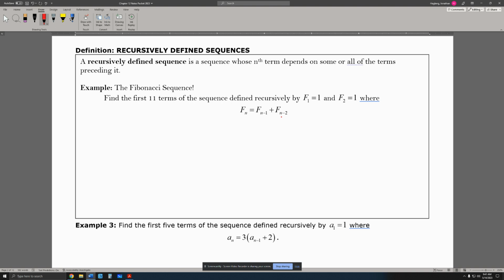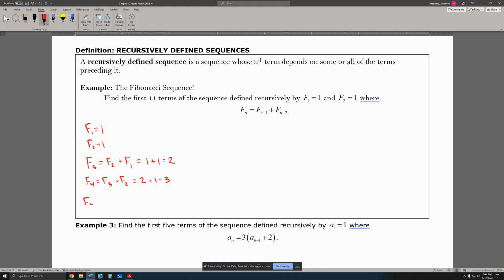Okay, so we know that f1 is equal to 1, and we know that f2 is also equal to 1. This has been defined for us. So then f3 is equal to f2 plus f1, right? If we were to plug in 3 in for n, we'd get 3 minus 1 is 2, and 3 minus 2 is 1. So we get f2 plus f1. Well, we know what f2 and f1 are. That is 1 plus 1, which is equal to 2. Finding f4, well, that's just equal to the previous term, f3, plus the term before that, f2. And so that's equal to 2 plus 1, or 3.